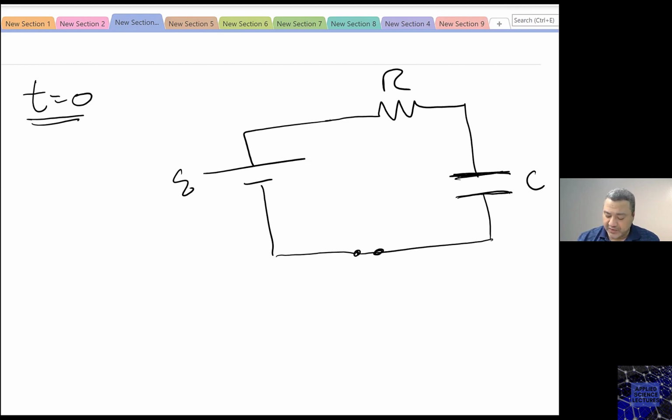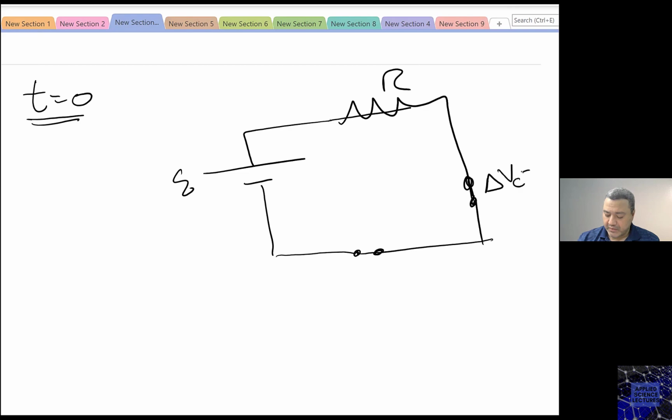Then again, this capacitor, we said right at this moment will be replaced by a piece of wire, where delta VC is zero. Then I can calculate the current, which would be the maximum current, which is epsilon divided by R. Now, let's look at the second moment. The second moment, this is not going to be 0 anymore.